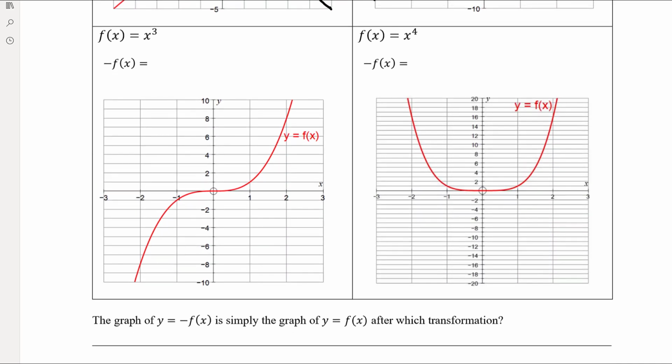So if f of x is x cubed, then negative f of x is negative x cubed. And again, that means negative 1 times x cubed. We know from having sketched cubics in our previous topic that that is reflecting the cubic graph in the x-axis. So what happens to the coordinates when we reflect in the x-axis? The y coordinates are multiplied by negative 1. And so we get the reflected cubic y equals negative f of x. If f of x is x to the power of 4, then negative f of x is negative x to the power of 4. And that is this quartic graph reflected in the x-axis.